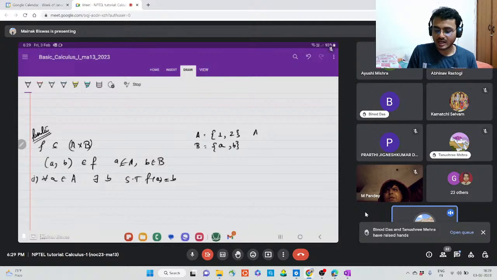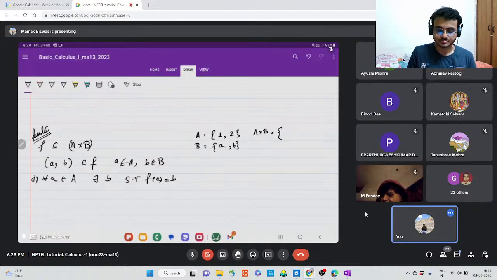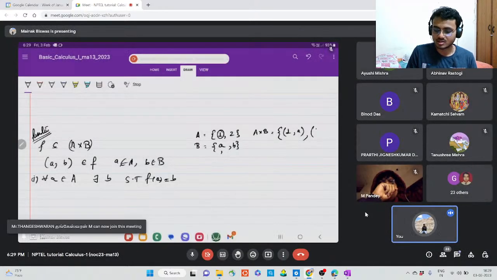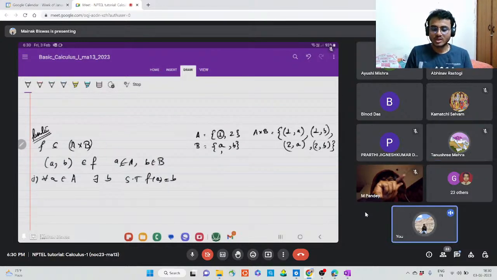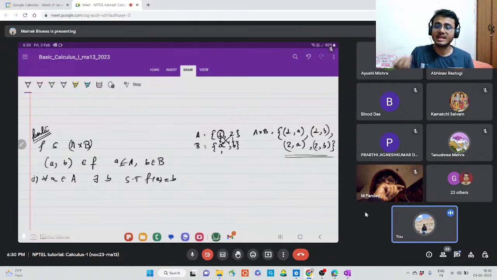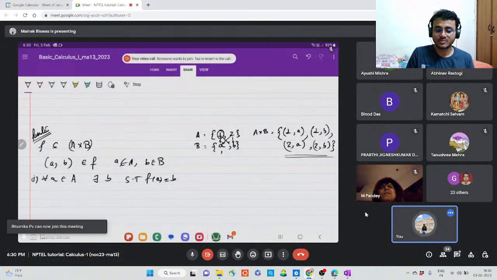A cross B would be a set of ordered pairs, where you take the first element from set A, for example 1, and the second element from set B, that is a. All possible combinations, right? So (1, a), (1, b), (2, a) and (2, b). This is a Cartesian product. So is that okay? Yes, sir. You take all possible combinations. With 1 you take these two, with 2 you take these two. Of these combinations, if you select a subset, that is defined as a function.